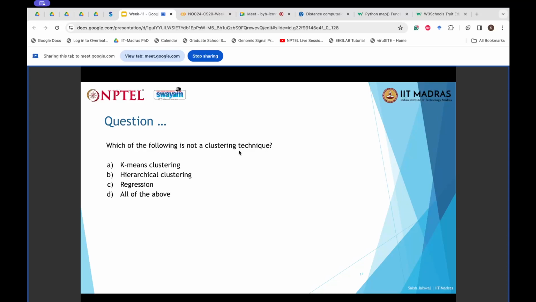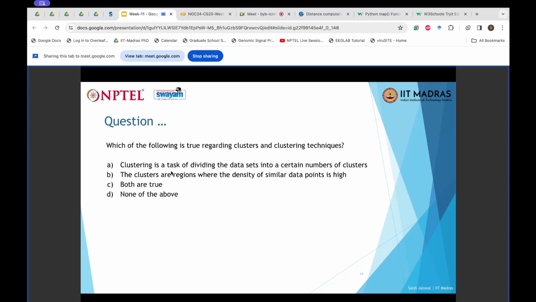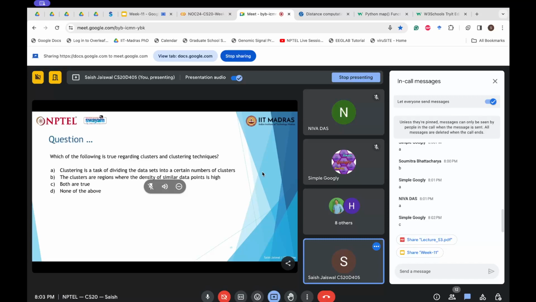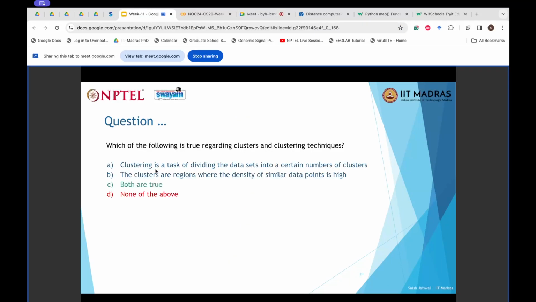Which of the following is not a clustering technique? It's a straightforward answer, regression. Which of the following is true regarding clustering and clustering techniques? Okay, so both are true. Clustering is a task of dividing the data sets into a certain number of clusters, right? The clusters are regions where the density of similar data points is high.